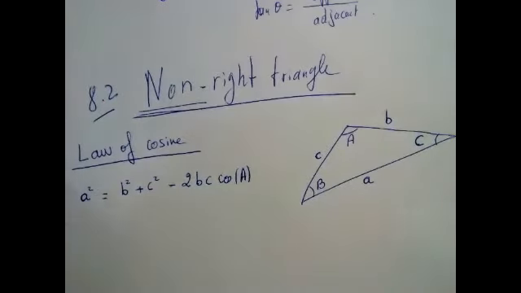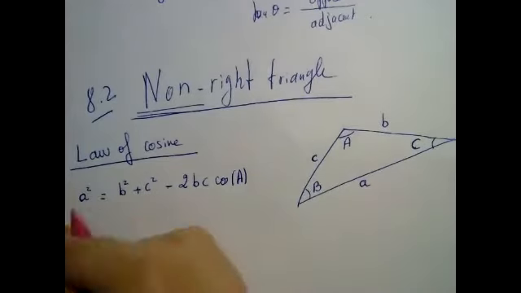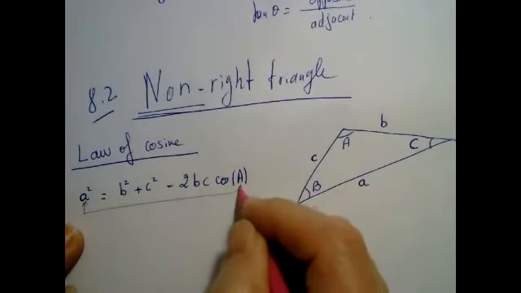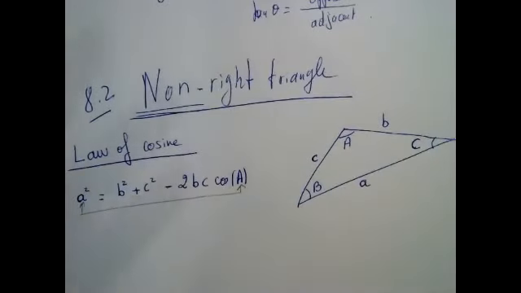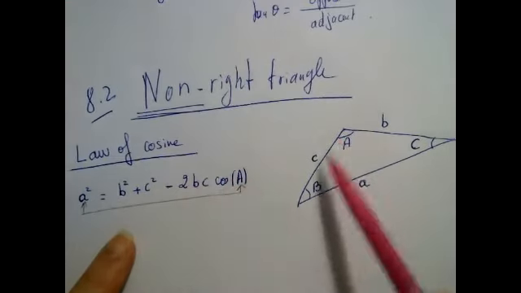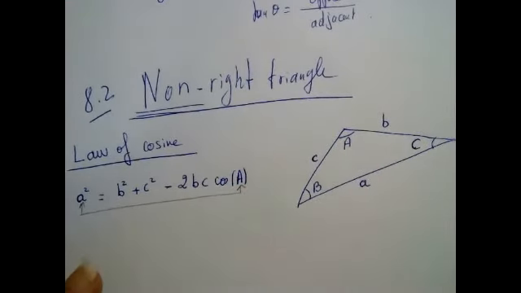So this a is the side which is opposite to this angle. That's to help us really understand it. And then b and c are the other two sides.